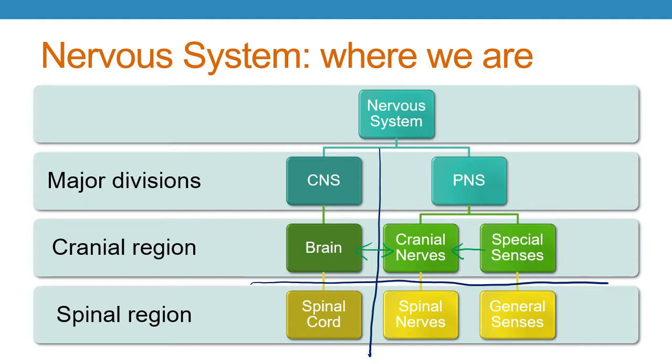In the spinal region, the spinal cord communicates back and forth with spinal nerves. The spinal nerves receive information from general senses, but then the cranial nerves also receive information from general senses. Okay, so those are all the pieces of the nervous system that we're going to cover. So far, we have covered the spinal cord and the spinal nerves. Today, I'm going to cover the cranial nerves.